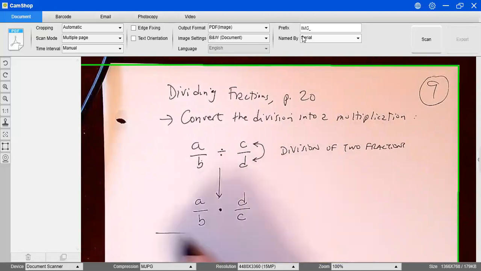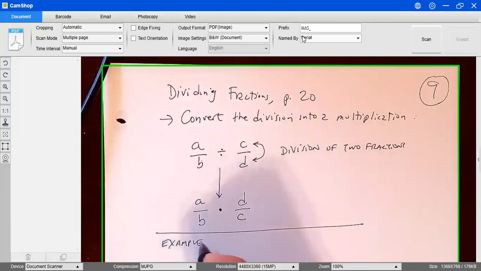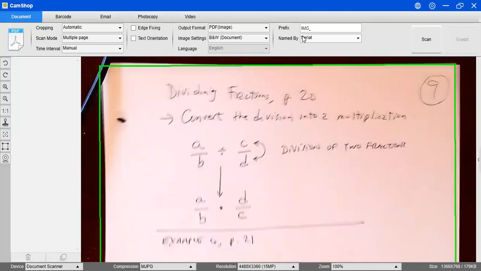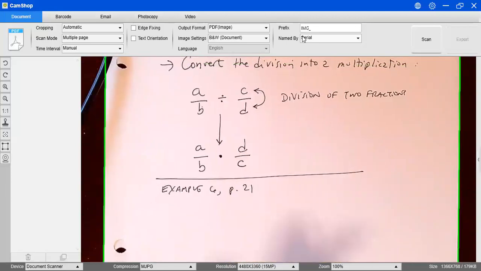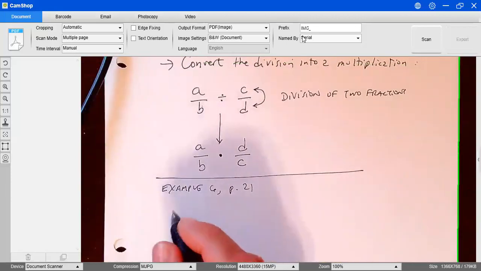So let's work on one final example. You get your classwork assignment and we finish the first lecture. So example 6 on page 21, you're gonna divide.